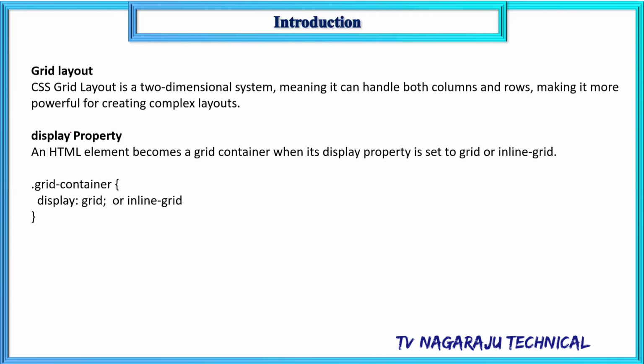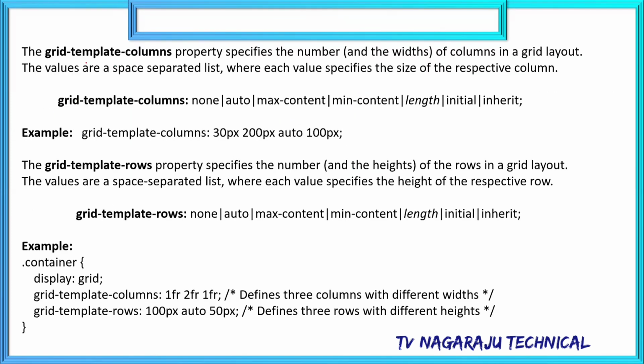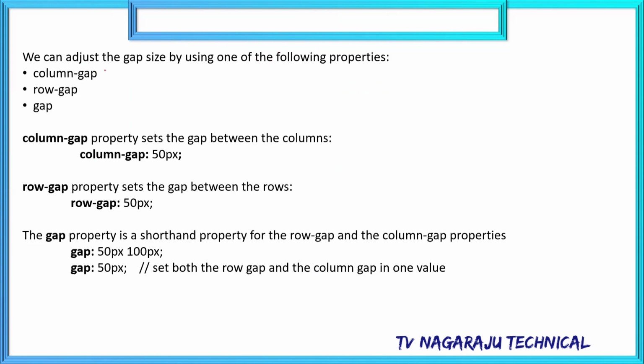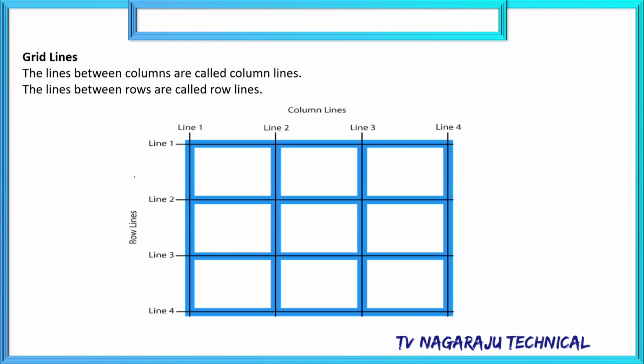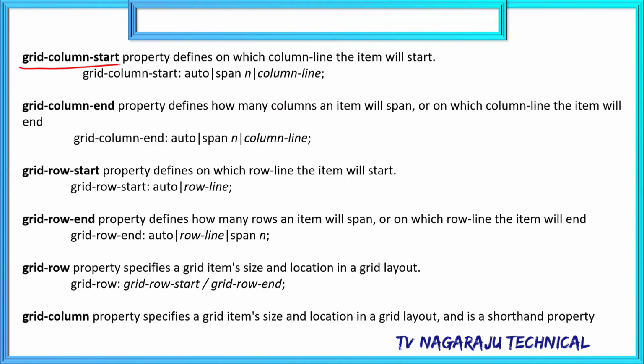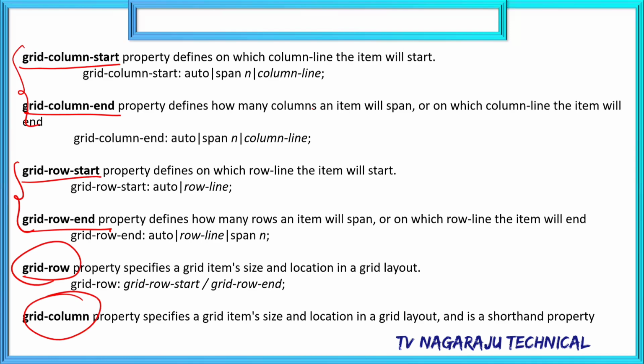In the last session, we discussed the grid layout with some properties. What are the properties we discussed? Display property, grid template columns, grid template rows, and the gaps: column gap, row gap, and the shorthand property gap. And after that, how to give the row lines and column lines. For that, grid column start, grid column end, grid row start, grid row end. For this, grid row is the shorthand property. For this, grid column is the shorthand property. These are the things we discussed in the last session.